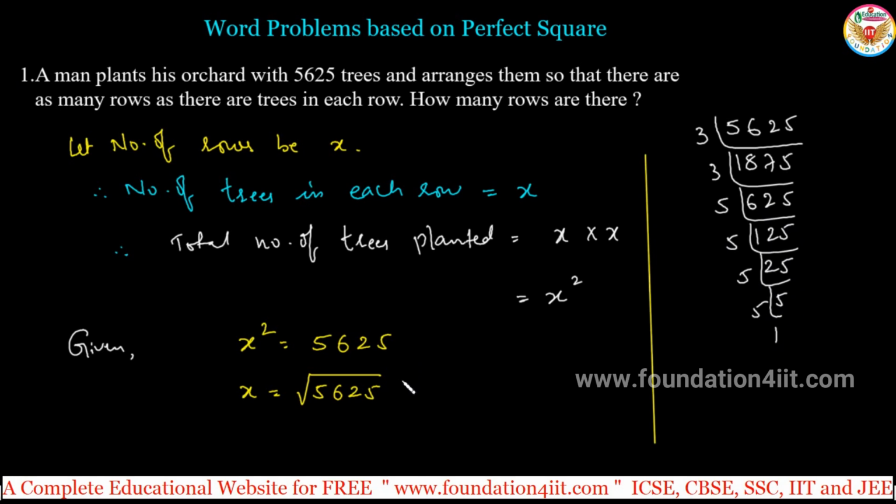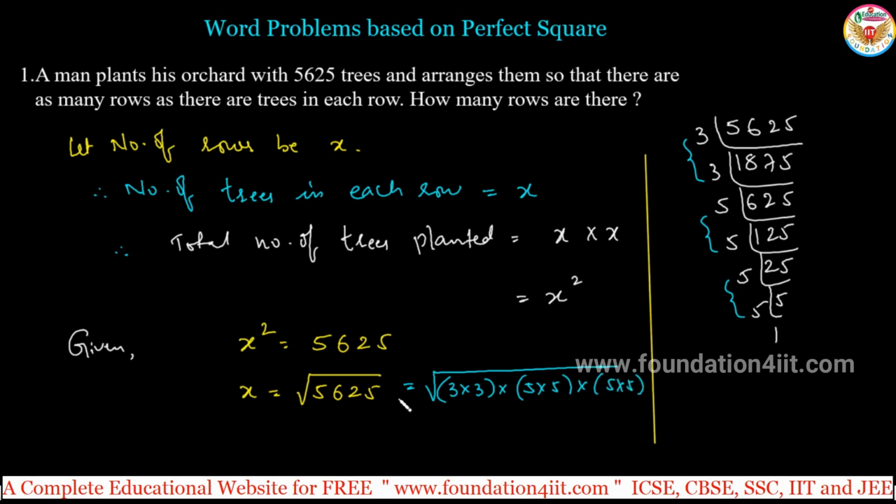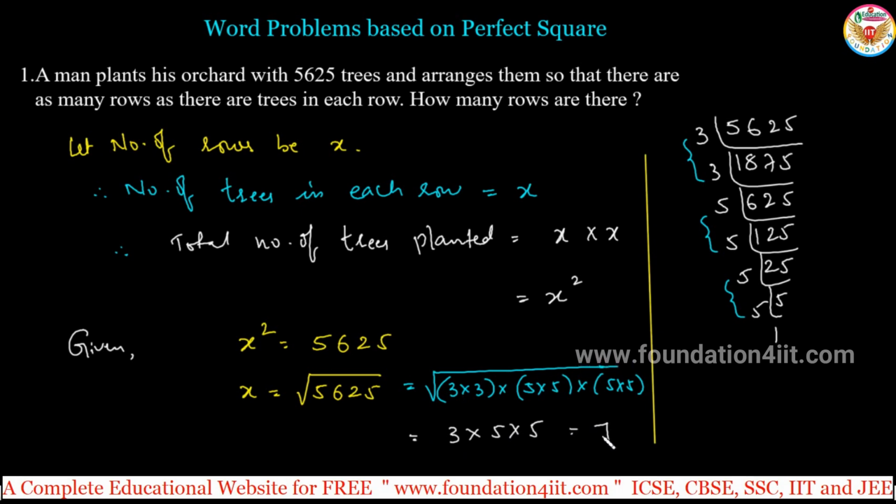Finally, for the square root we need to write each pair as one set, so the 3s together, the 5s together, the 5s together. So 3 into 3 into 5 into 5 into 5 into 5. According to this, every pair will take one. So 3 into 5 into 5. 3 fives are 15, 15 into 5, that is 75. So x is equal to 75.